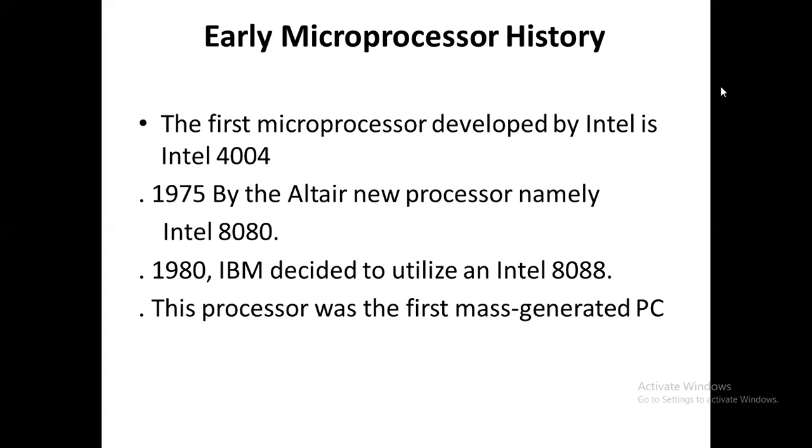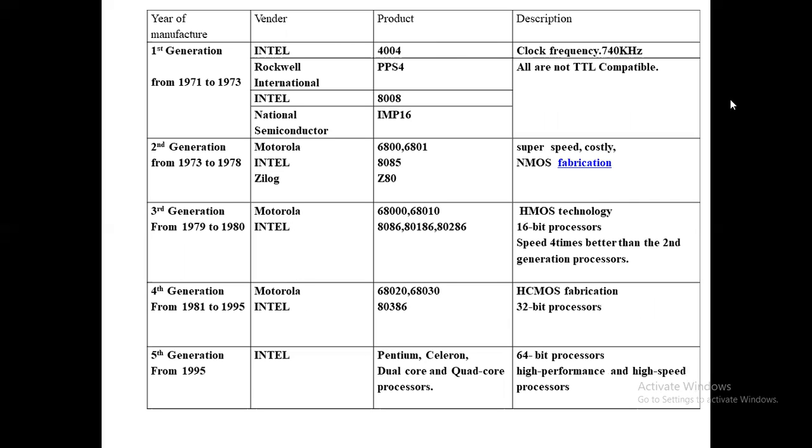Now we'll discuss the generations of microprocessor history. The first generation was the period from 1971 to 1973. In early 1971, Intel created the first microprocessor, the 4004, which would run at a clock speed of 740 kilohertz. During this period, other microprocessors in the market, including Rockwell International PPS4, Intel 8008, and National Semiconductor IMP16, were in use, but all these were not TTL compatible processors.